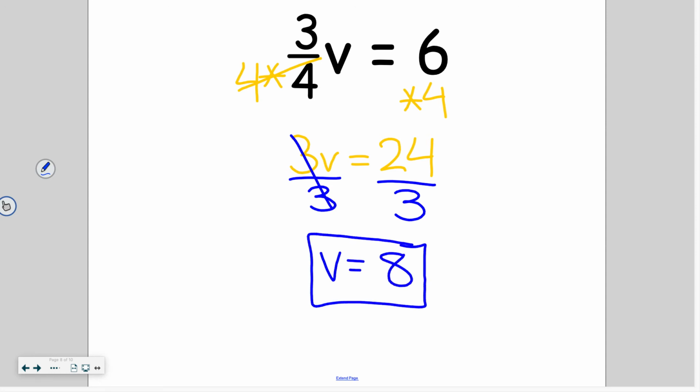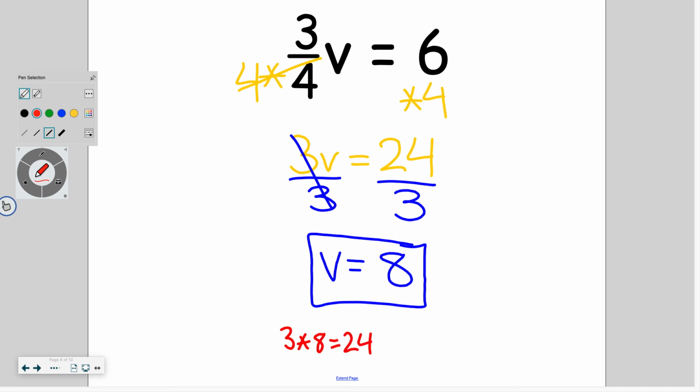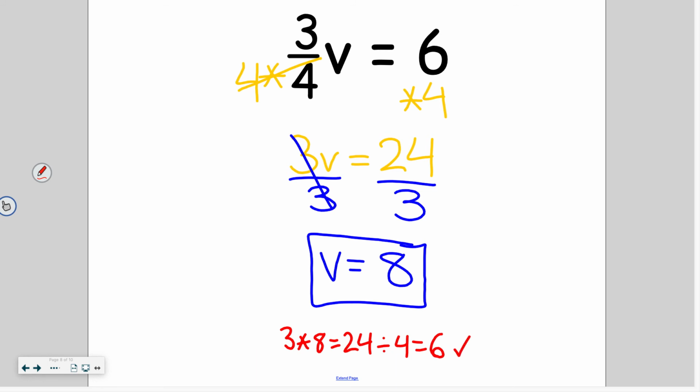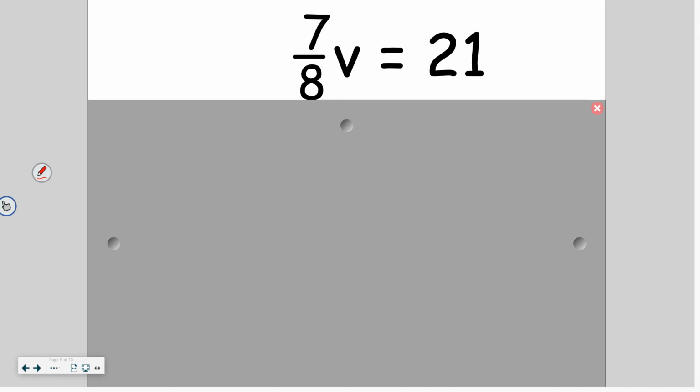Again, you can always check your work here by plugging it back in. 3 times 8 is 24. Divided by 4 is going to equal 6, which is the original answer that I started with. Go ahead and try this one on your own.